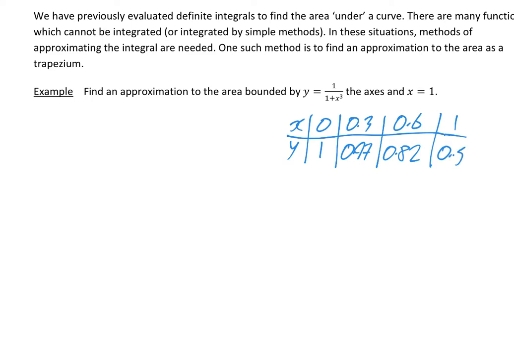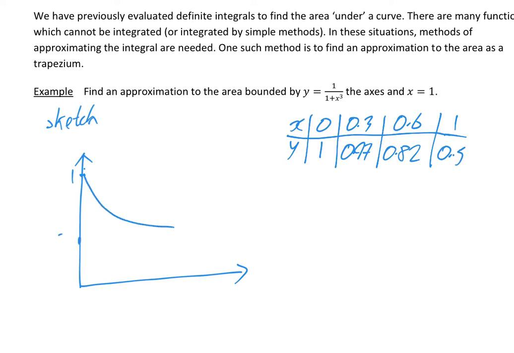Okay, so if you do this sketch here, this is just a sketch, the curve looks very roughly like this. It starts up at 1, and then it curves down like this, and that is 0.5. I need to find the area between 0 and 1.